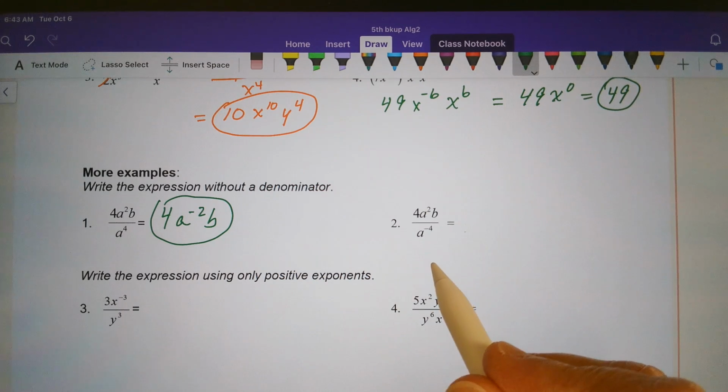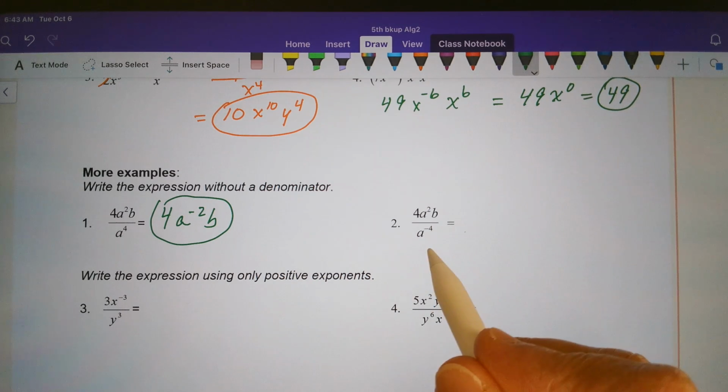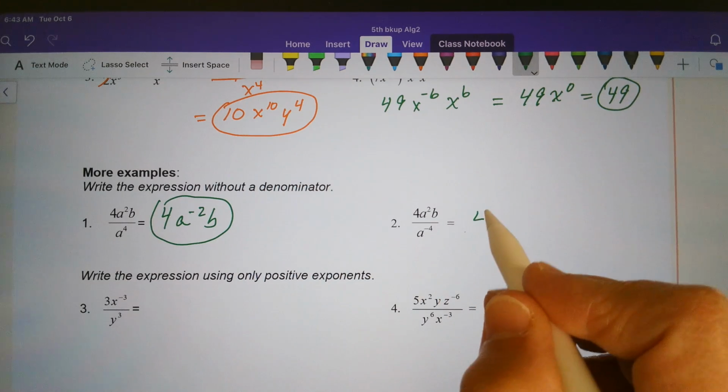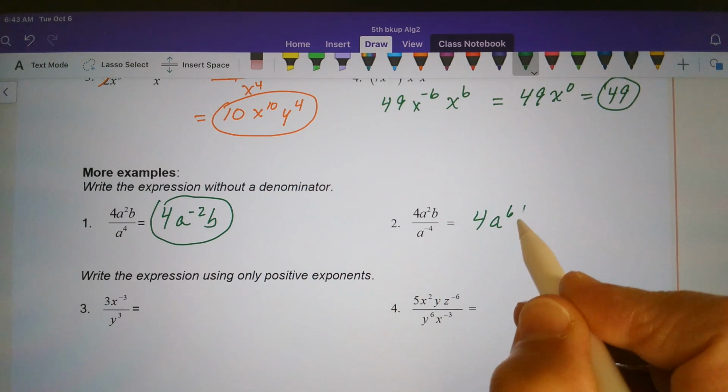And number 2, 4a squared b divided by a to the negative 4. Subtract 2 minus negative 4. It's going to be 2 plus 4, which is 6. So 4a to the 6b.